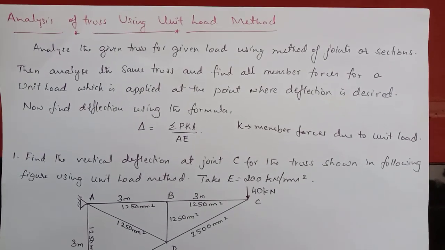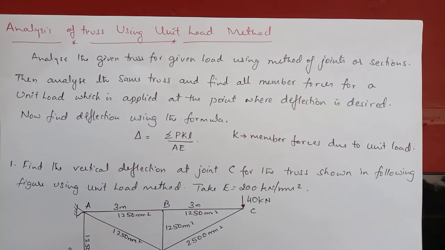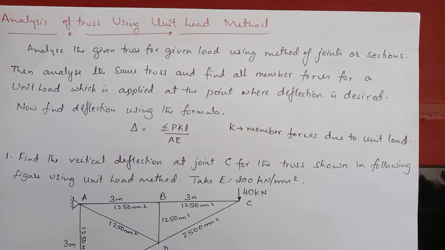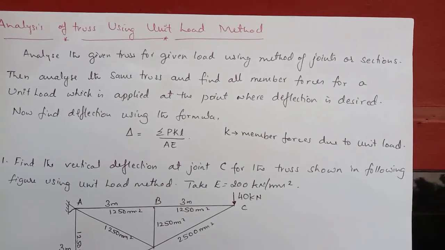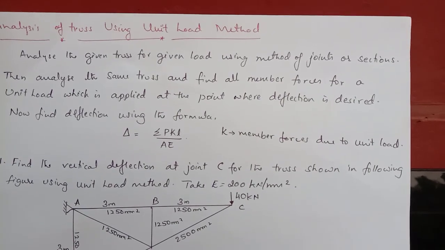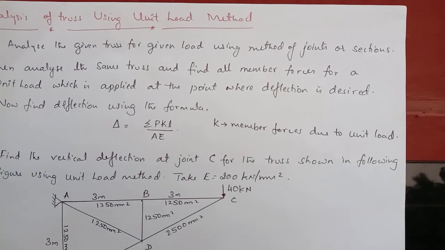First you analyze the given truss for the given load by using either method of joints or method of section. Then you analyze the same truss for a unit load at the point where you want to find the deflection, and again you analyze the truss using either method of joints or method of sections.